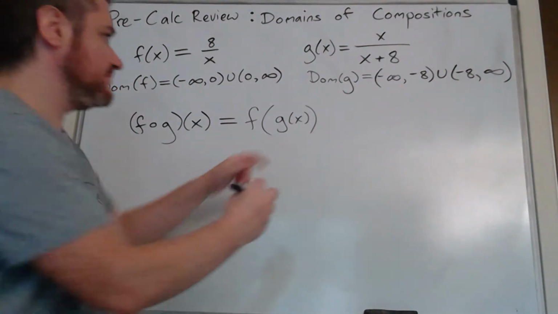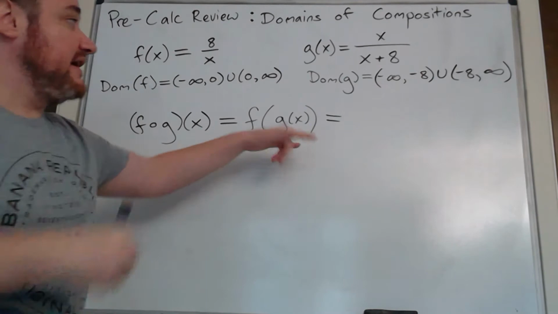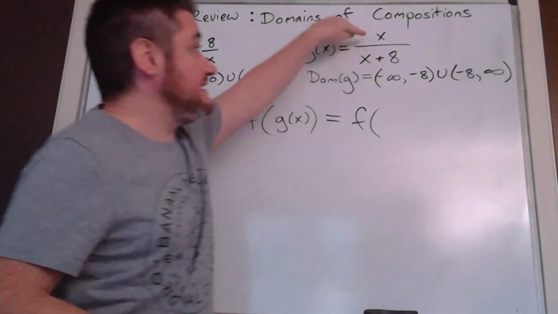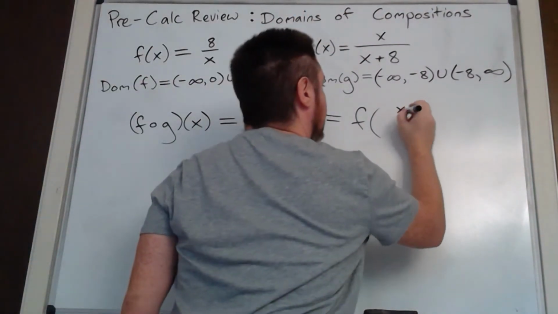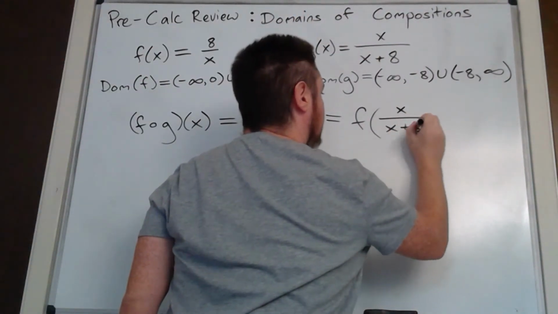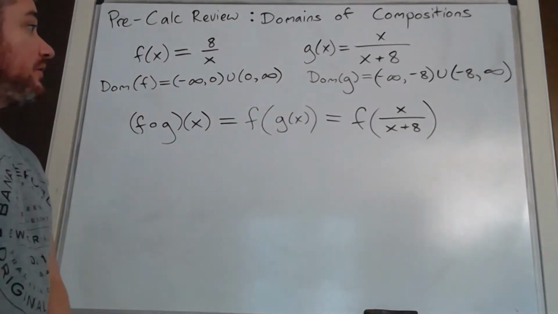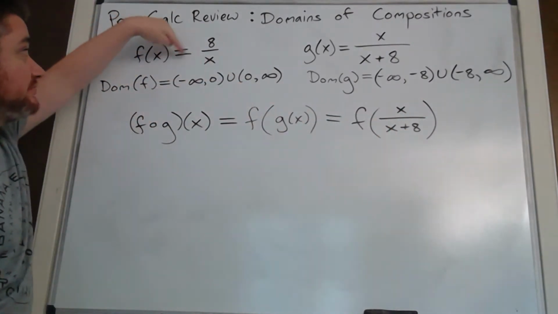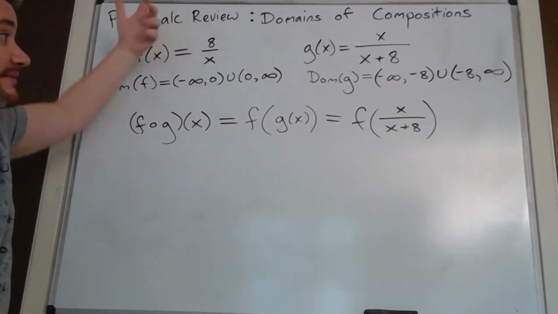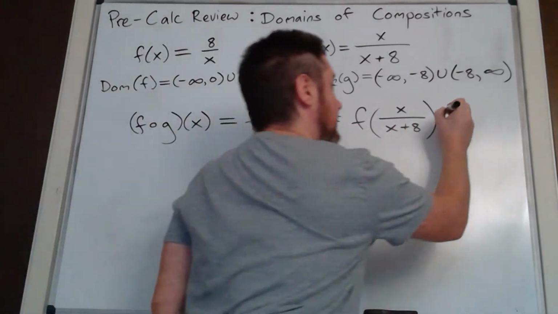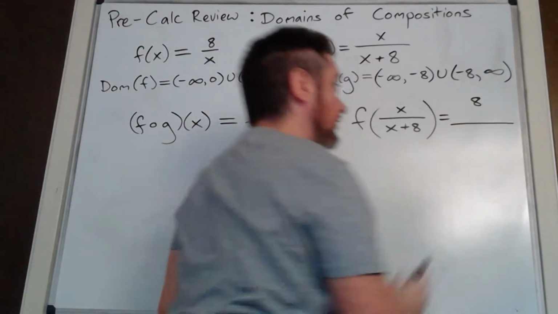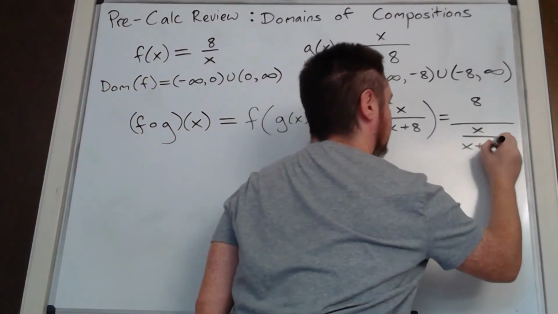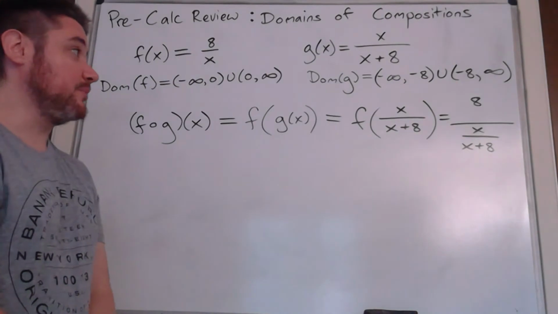So, okay, let's finish this process. F of g of x really means f of, well, what's g of x? So I'm kind of working from the inside out. G of x is this, x over x plus 8. Okay, cool. And now f tells me to take my input, right? F is equal to 8 over the input, or 8 divided by the input. So f of this expression means 8 over the input of x over x plus 8. All right, that's how I would work that out.